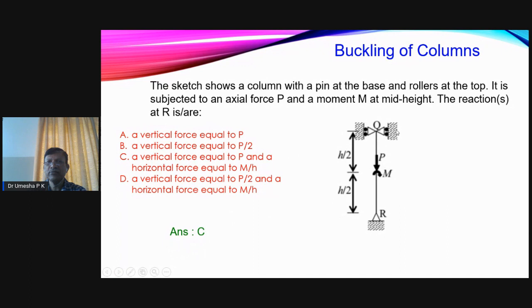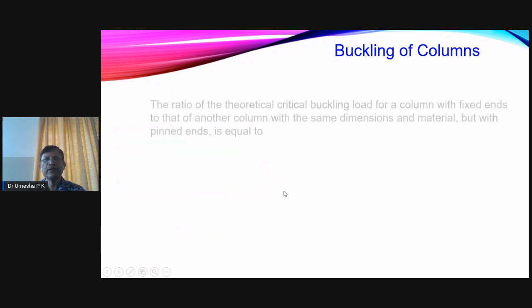You can calculate this one: take the horizontal force here and take the moment here, and we will get moment divided by H as the reaction. So the reaction will come here also. So option C is the correct one. That means a vertical force will be there and a horizontal force equal to M by H. So we'll take another example.